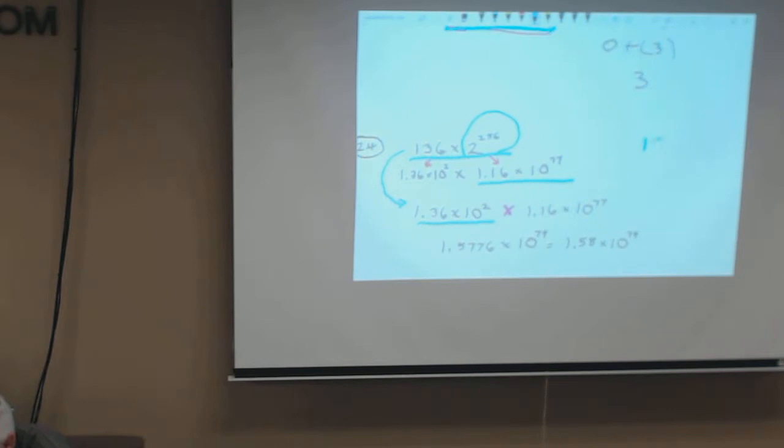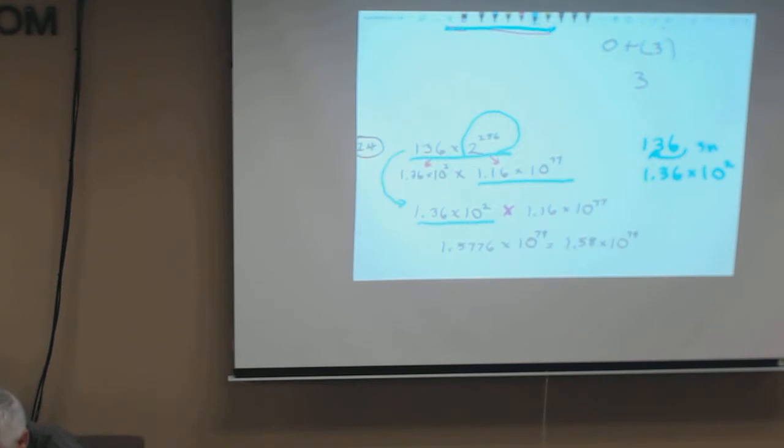136 in scientific notation would be 1.36. Remember, it has to be a number between 1 and 10 times 10 to, now what's going to be my exponent? The decimal point was here. I moved it back to here. So I took it from a large number, made it a smaller number. It's going to have to be a positive 2. You follow the thinking?